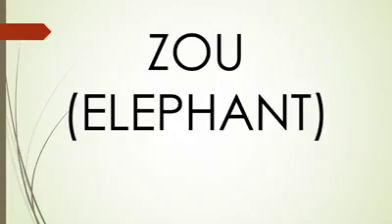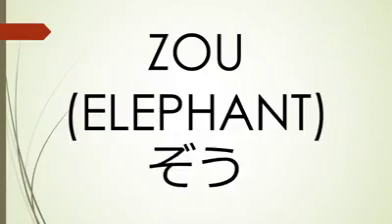Our first word is zo, which means elephant. Zo. And we write this one using zo and u. Zo.